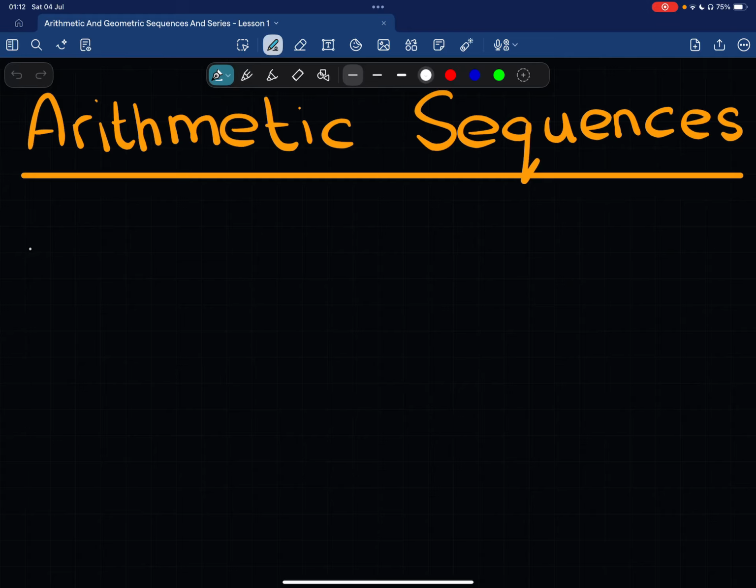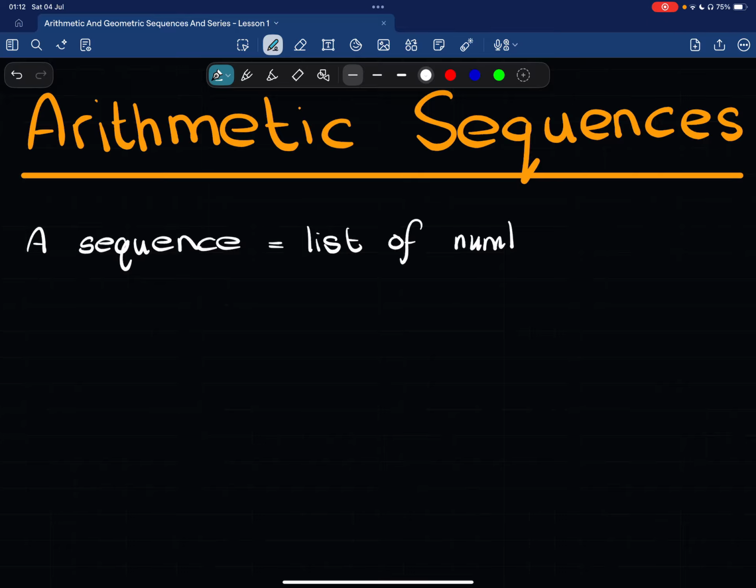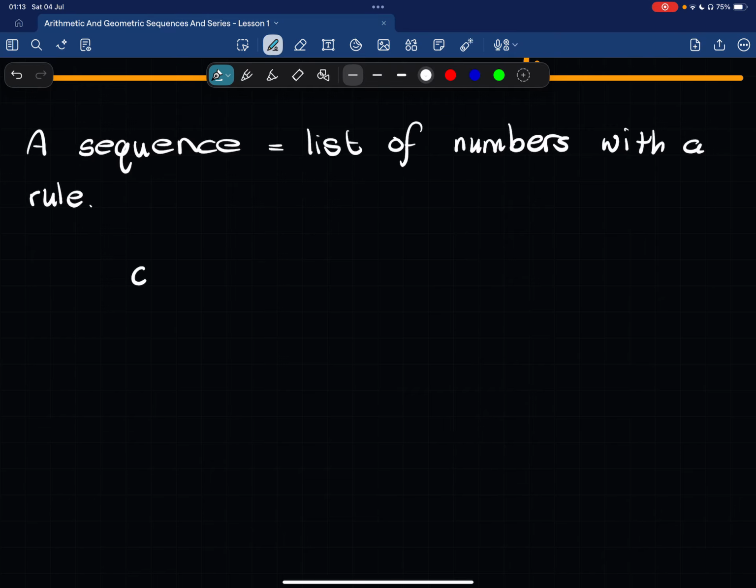A sequence is just a list of numbers with a specific rule attaching to it. The general form of an arithmetic sequence is this: A, A plus D, A plus 2D, A plus 3D, and so on and so forth.